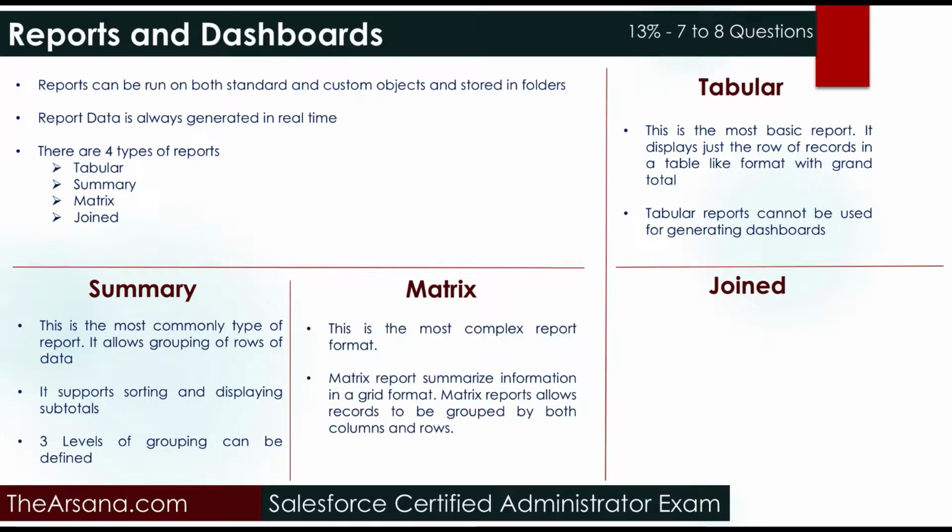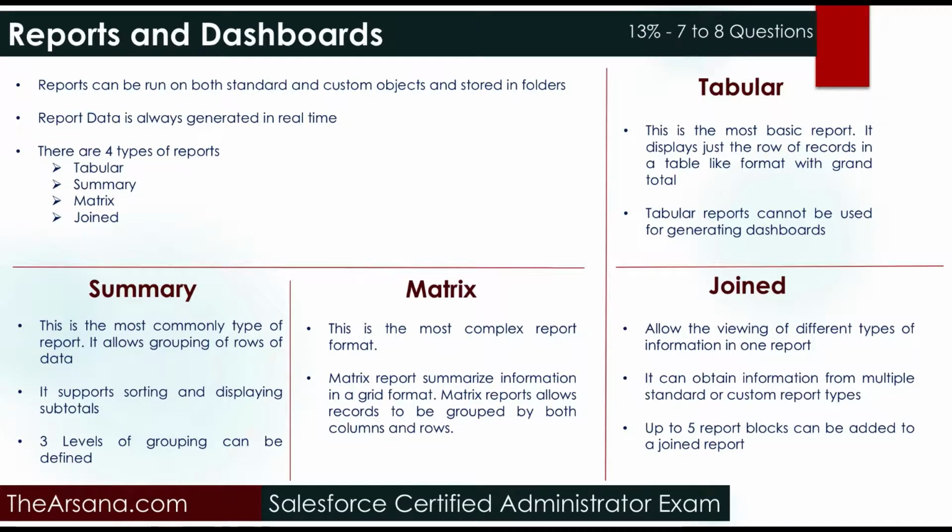And matrix is the most complex report format, and you will have the option to group with row and column both, and you can create the dashboard as well. So joint report allows the viewing of different types of information in one report. It can obtain information from multiple standard or custom report types, and very important, up to 5 report blocks can be added to a joint report.